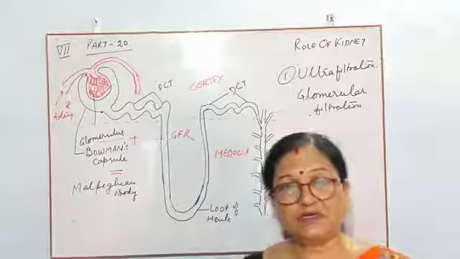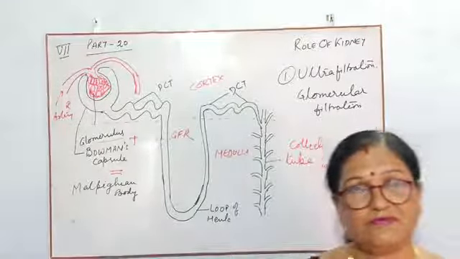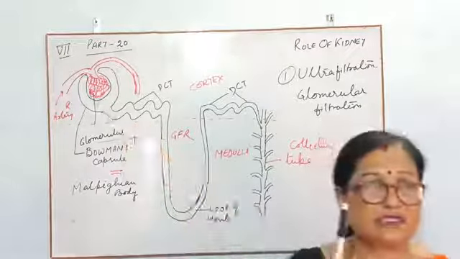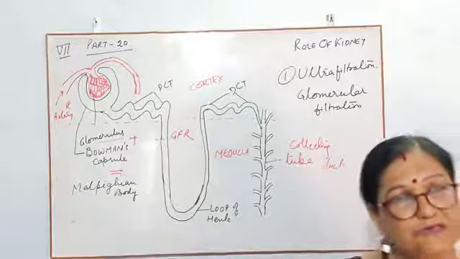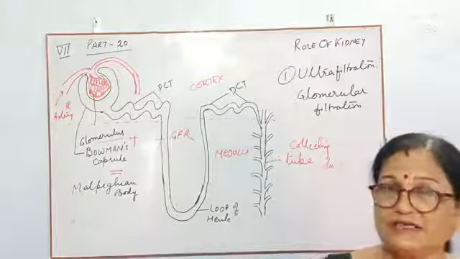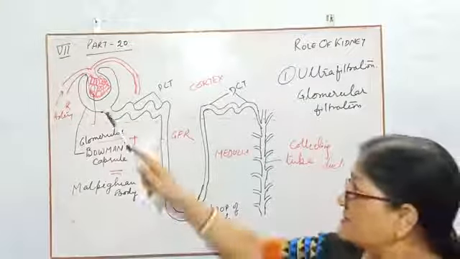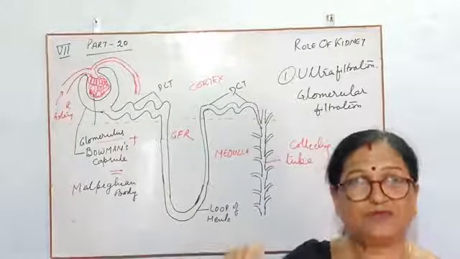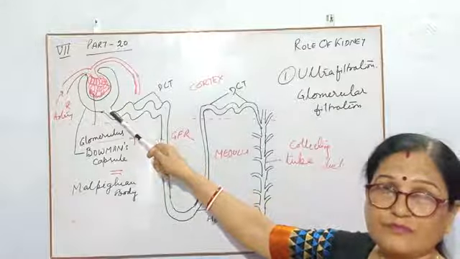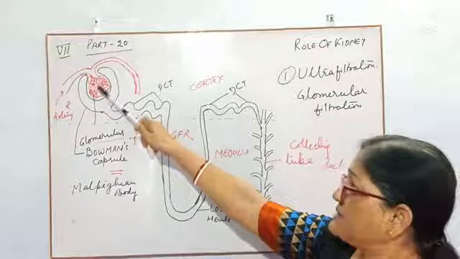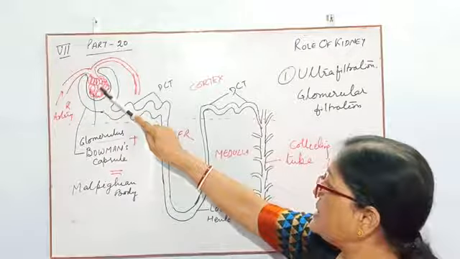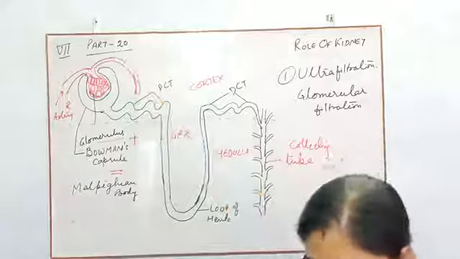Children, we use the word hydraulic when there is a fluid or liquid. In our blood also there is 95% plasma, that means water is there. So it also creates a high pressure, that is hydraulic pressure, and this hydraulic pressure helps to filter the fluid into the Bowman's capsule, and bigger particles remain inside the capillary.